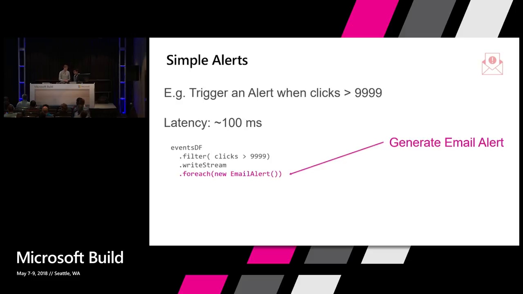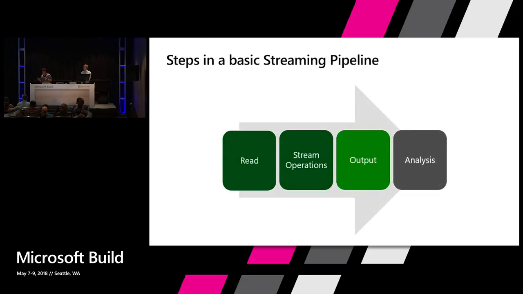The other operation that I spoke about was generating alerts. So again, simplicity. You're reading the stream. You want to filter when clicks are greater than 9999 and send an email to marketing. The new email alert is actually a user function. So you can write any custom user function. It could be PagerDuty. It could be an email alert. Whatever you wanted, you could write and build that. Our focus has always been on your business logic, and we take care of the rest.